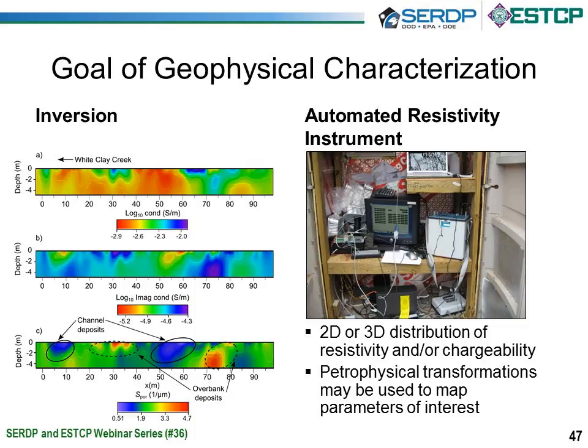But there's definite uncertainties in these petrophysical transformations. But here, what I've done is convert distributions of conductivity into distributions of S-pore, which is surface area normalized by the pore volume, which is a key hydraulic parameter. And here it's being used for a geologic interpretation in order to show where channel deposits are as opposed to overbank deposits.